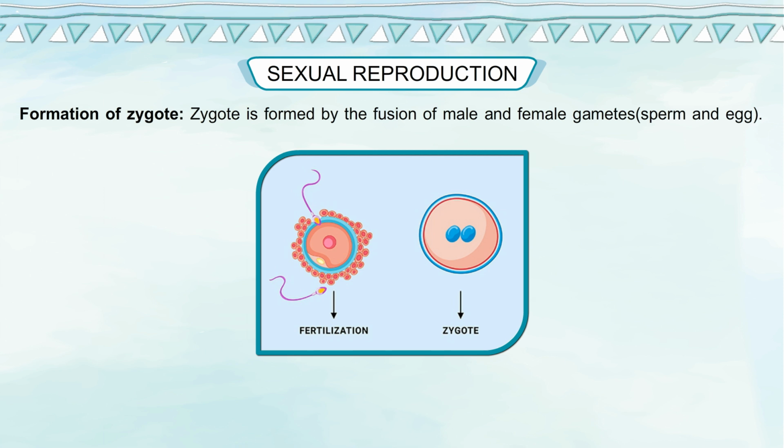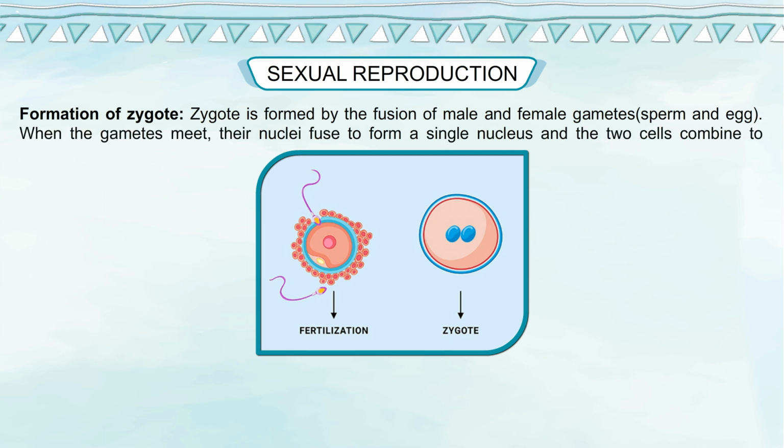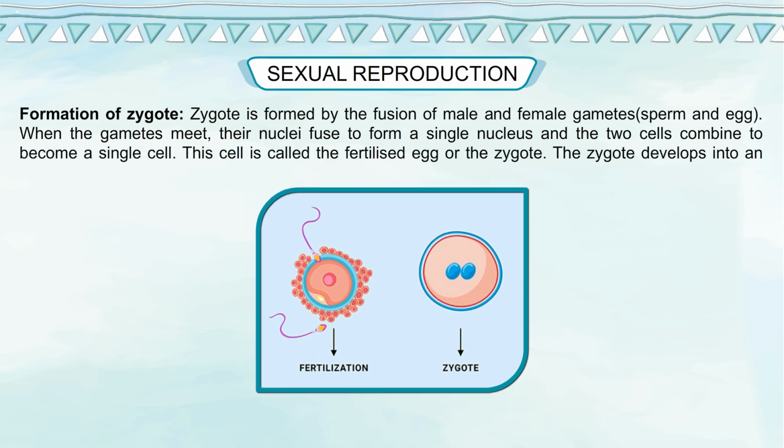Formation of zygote. Zygote is formed with the fusion of male and female gametes, sperm and egg. When the gametes mate, their nuclei fuse to form a single nucleus and the two cells combine to become a single cell. This cell is called the fertilized egg or the zygote. The zygote develops into an embryo.